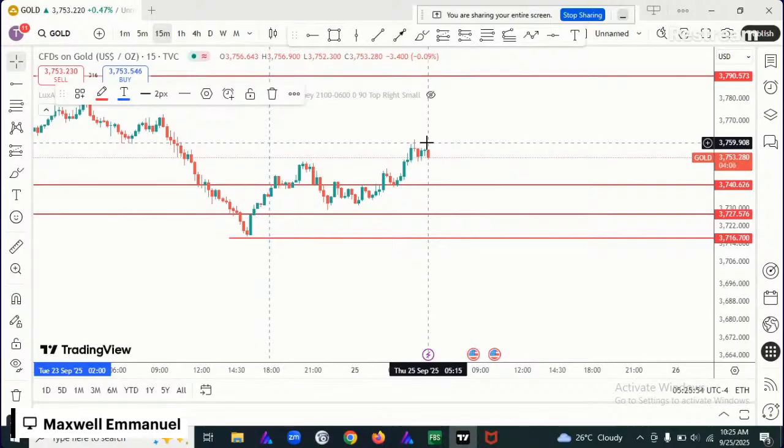That's my take on gold. You could wait for a retracement on gold before you buy.